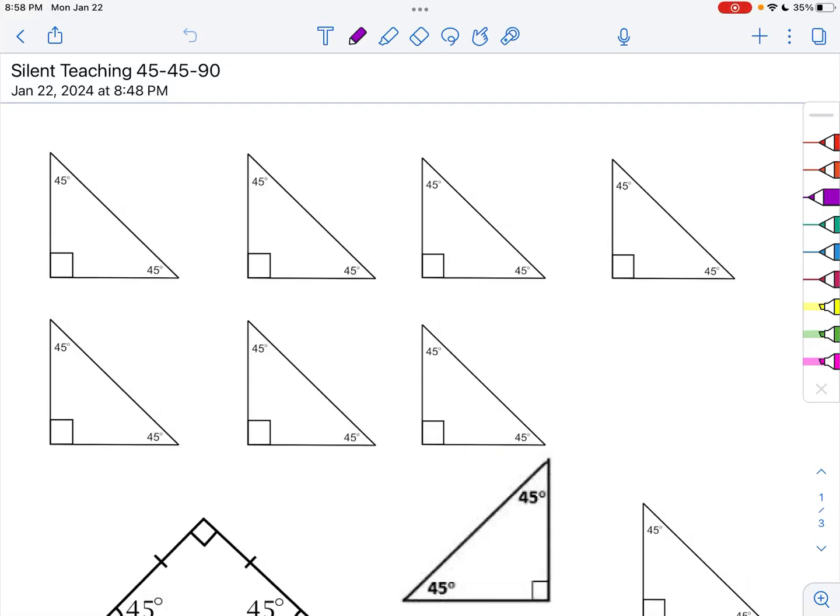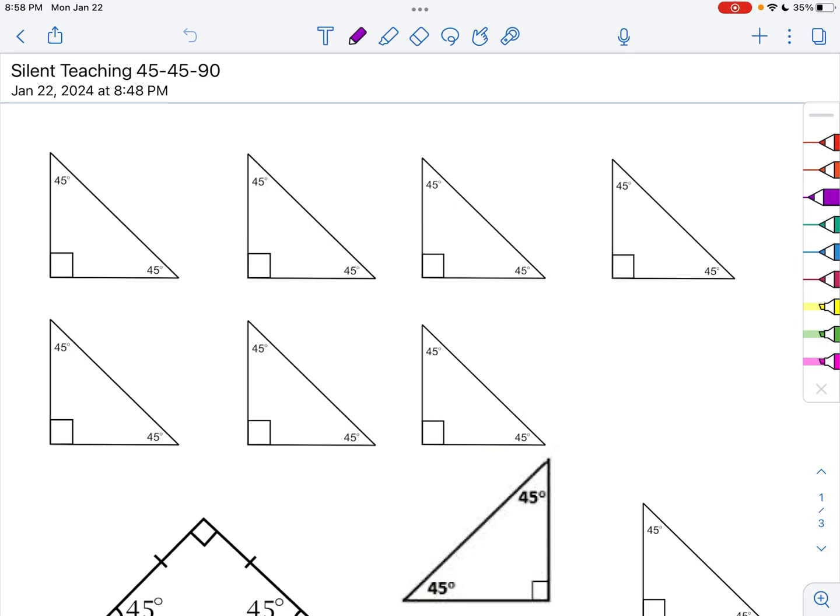Okay, so today we're going to talk about the 45-45-90 triangle. Previously we learned about the 30-60-90 triangle. That's one of our special right triangles. And we talked about how all triangles that are similar will have the same ratio of sides. And with a 30-60-90 triangle, the ratio of those sides is 1, √3, 2.